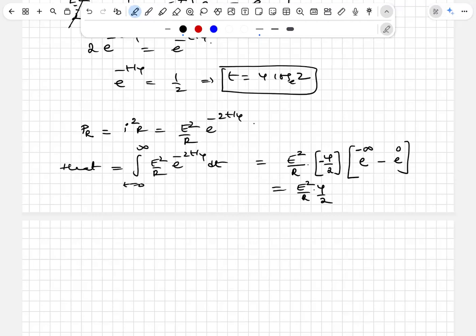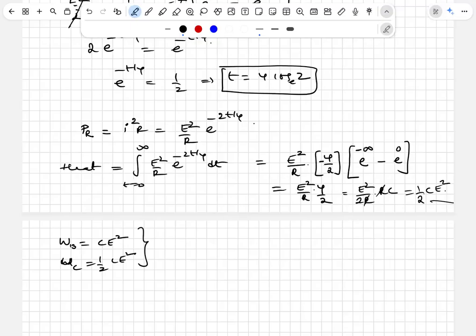Right. E square by 2R. Tau means RC. R and R cancel. So it is half C E square. By the way, what is the work done by the battery? C E square. What is the energy stored in the capacitor? What is the difference? And the total loss is half C E square and half C E square, total loss.